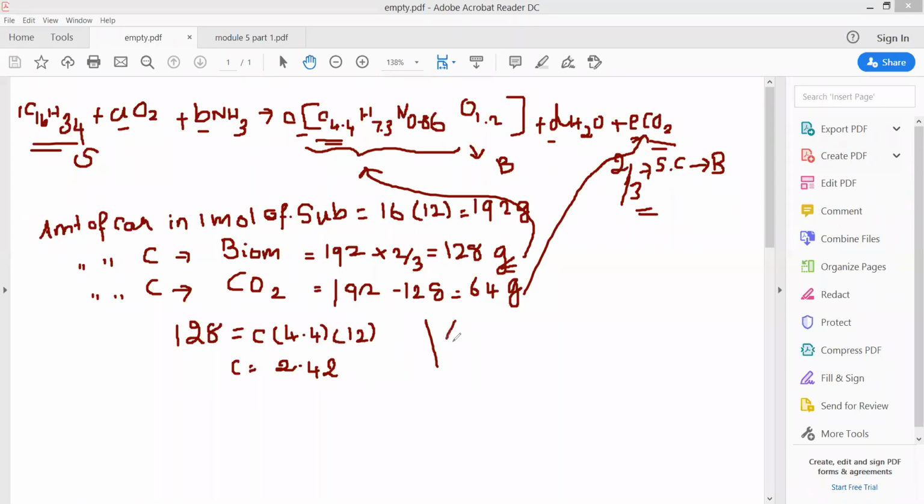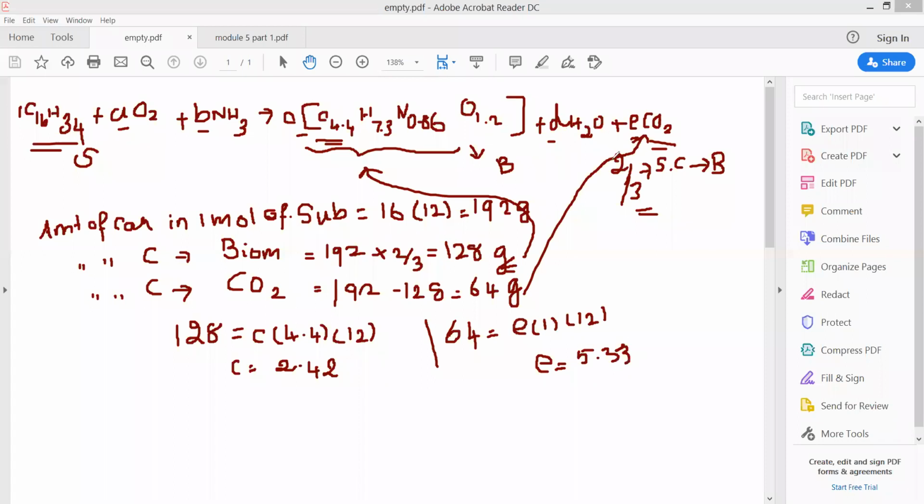Okay. So now 64 is equal to E into 1 into the amount of carbon present, which is 12. So now we will get E is equal to 5.33. Okay, E is equal to 5.33. Clear? The concept till this point is clear.